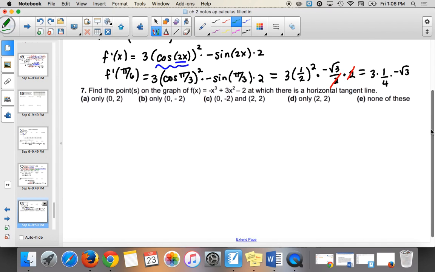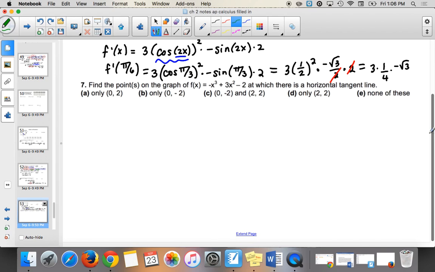All right, the next one says, find all the points on the graph where there's a horizontal tangent line. Anytime you see horizontal tangent line, what are you thinking? Yeah, slope equals 0. So set your derivative equal to 0. So we have f prime of x equals negative 3x squared plus 6x plus 0, right? Derivative of negative 2 is 0. So we set f prime equal to 0.